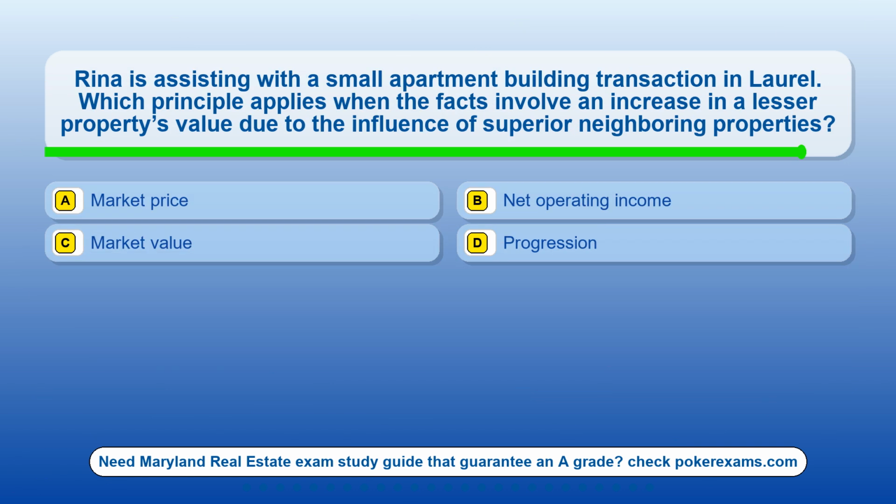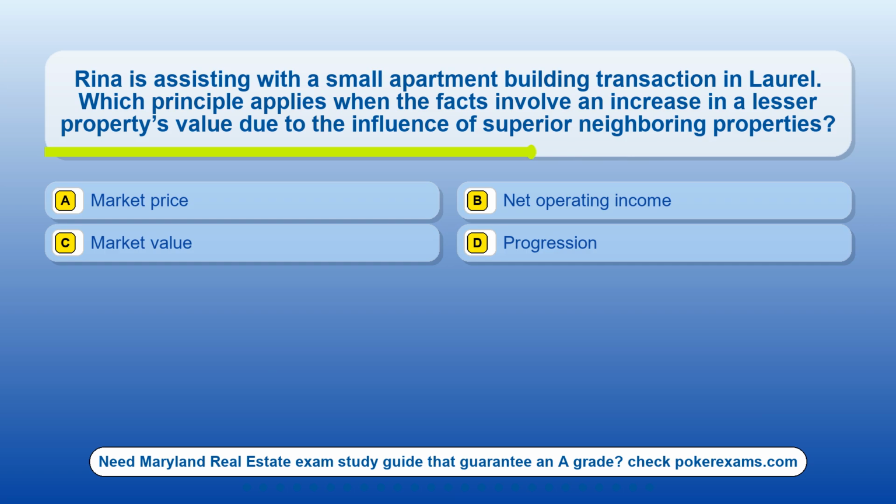Question 18. Rena is assisting with a small apartment building transaction in Laurel. Which principle applies when the facts involve an increase in a lesser property's value due to the influence of superior neighboring properties? Option A, market price. Option B, net operating income. Option C, market value. Option D, progression.